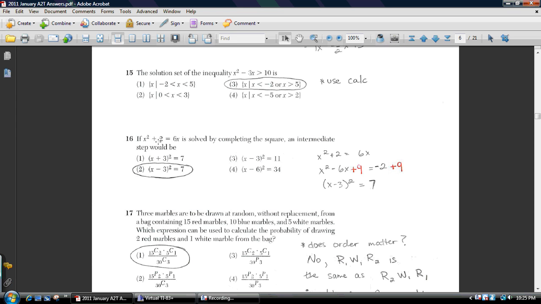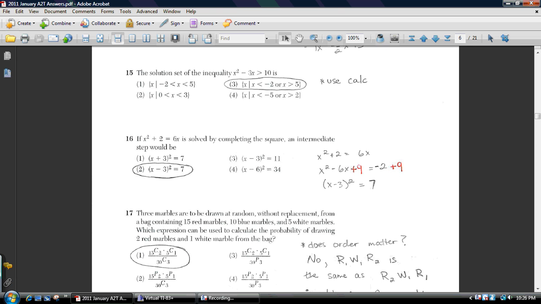If x squared plus 2 equals 6x is solved by completing the square, an intermediary step would be. When you're completing the square, it's a whole bunch of steps. It's really easy, though. The first thing you do is get x's on one side and numbers on the other. So subtract 6x to this side, subtract 2 to the other side. That's what I did. That's how I got this. Now, where did I get this 9 from?